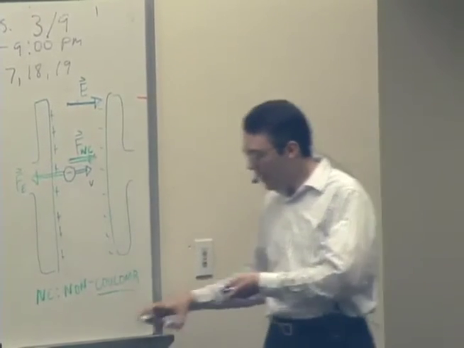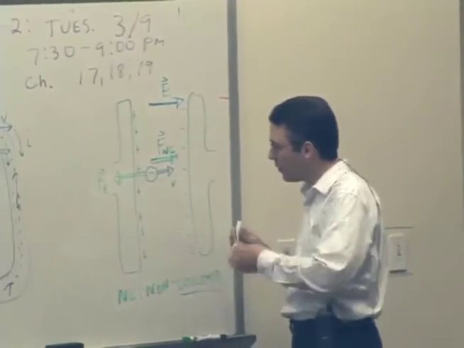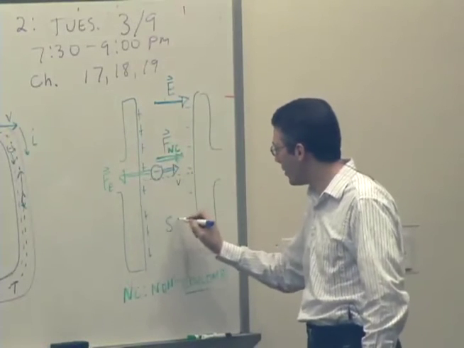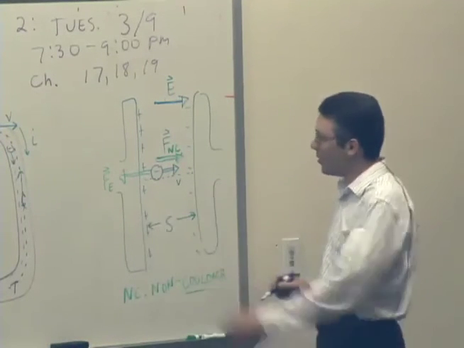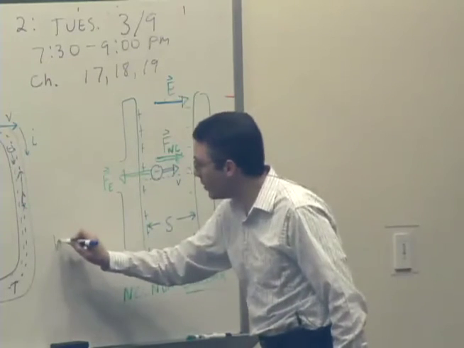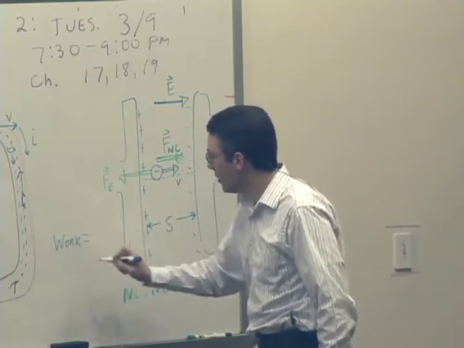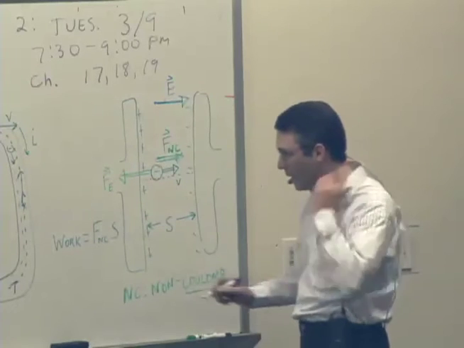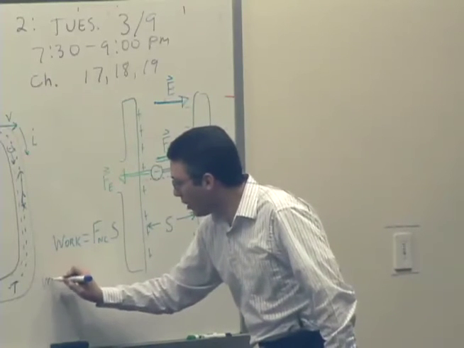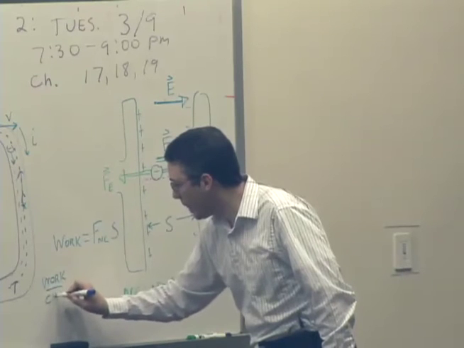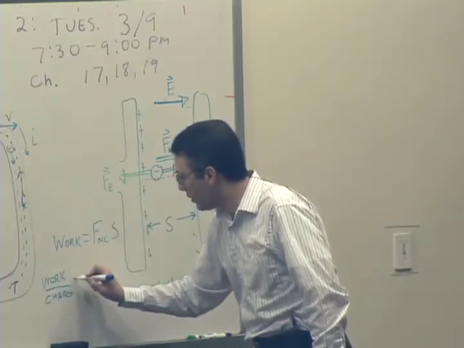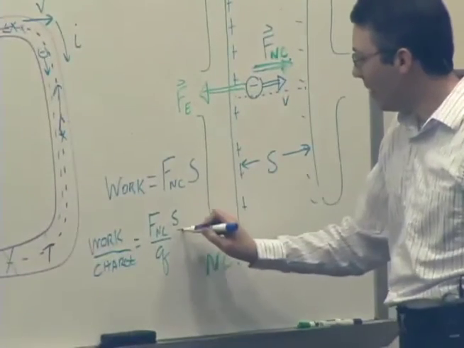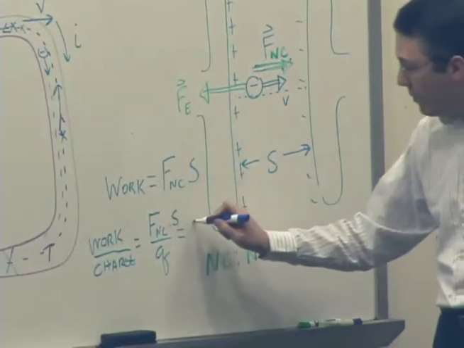So that means this non-Coulomb force is doing some work because the charge moves from one end to the other. I'll call this distance s. So if the charge moves a distance s, then the work it does is going to be equal to the non-Coulomb force times that distance s. And then we define something called the work per unit charge, or FNC times s over q. That thing has a special name. We give it the name EMF.